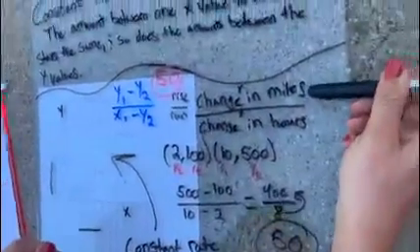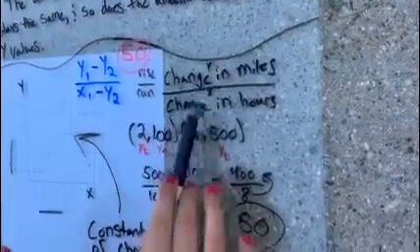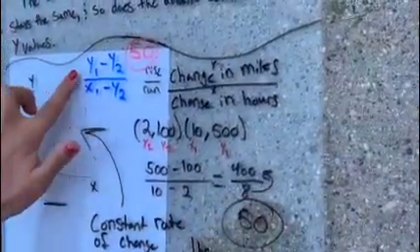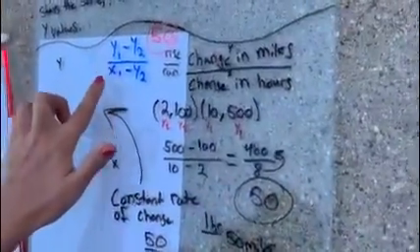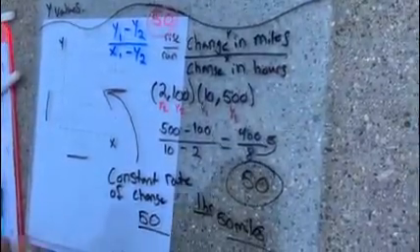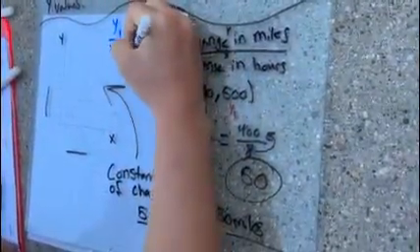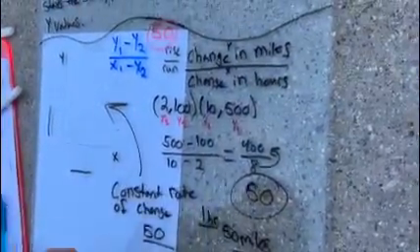It'll be rise over run, the change in miles, or the change in the y's over the change in the x's, and this would be your equation: y1 minus y2 over x1 minus x2, and then you will get the constant rate of change.